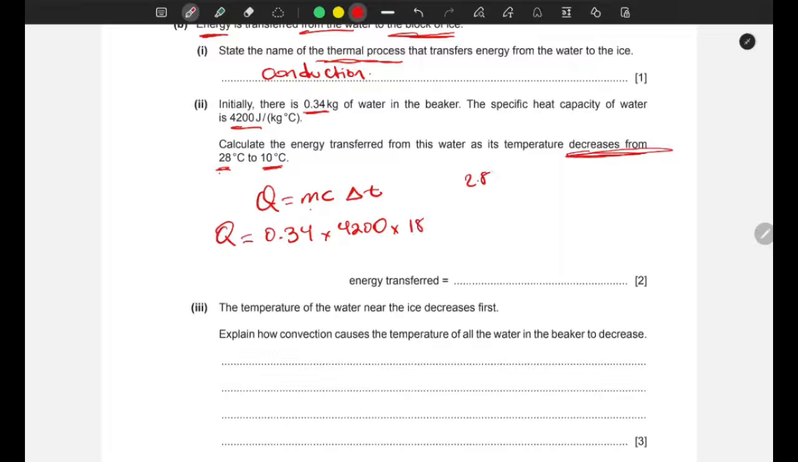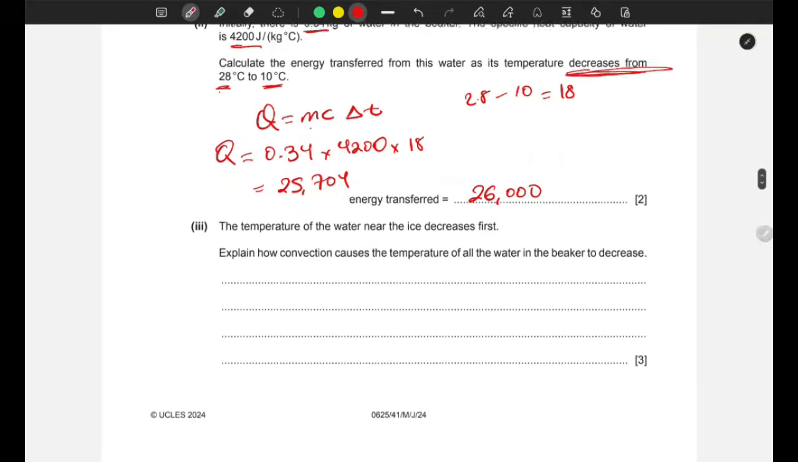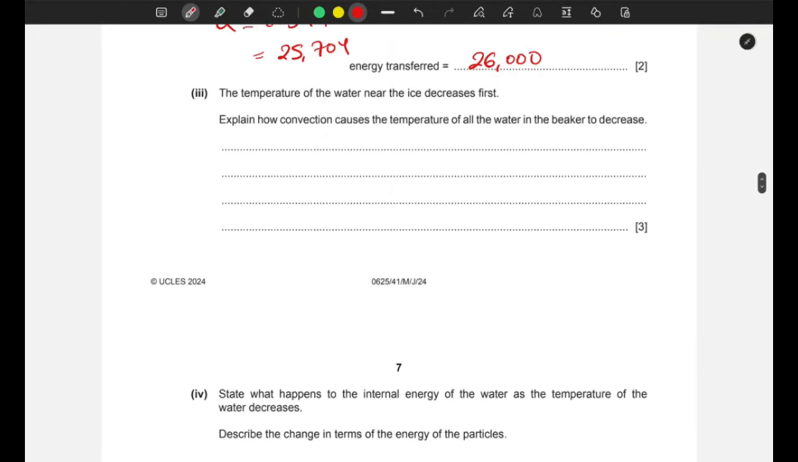Or 28 minus 10, that's going to give us 18 degrees. So 0.34 times 4,200 times 18 would give us 25,704, or we can just write it as 26,000. That's our answer to two significant figures.